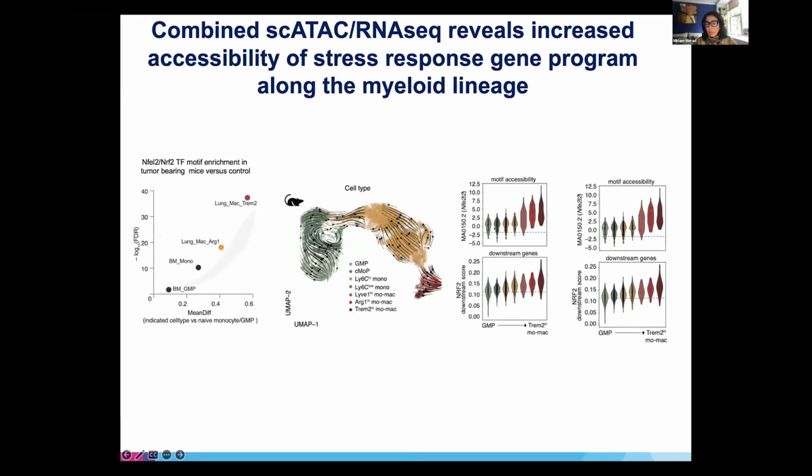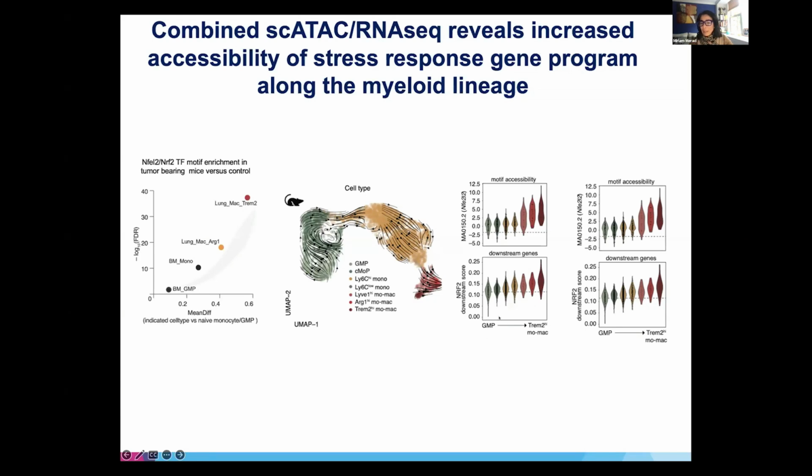And then when we compared motif accessibility, which just reflects open chromatin regions, so the transcription factor NRF2 is just starting to bind, starting to engage a program, we see that motif accessibility starts to be accessible in early myeloid progenitors, and this increases along myeloid differentiation.